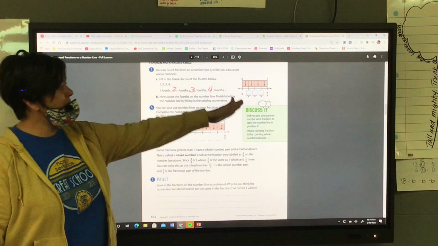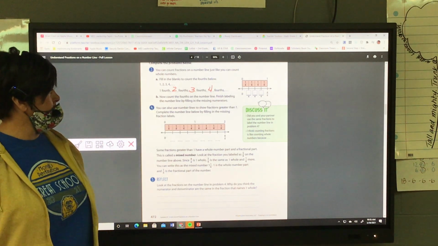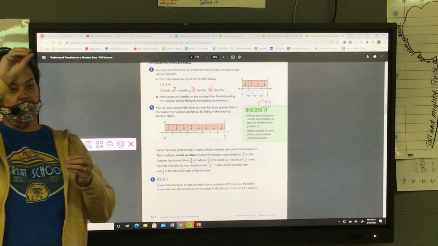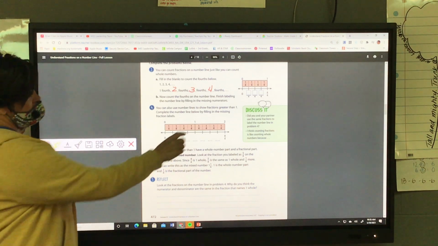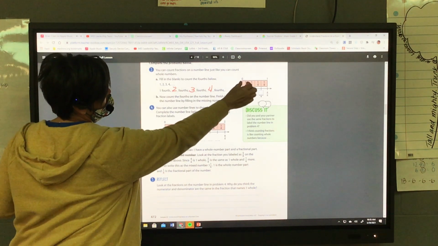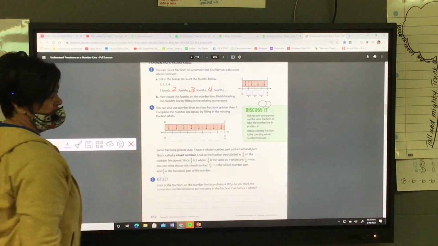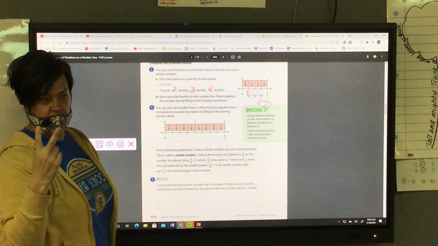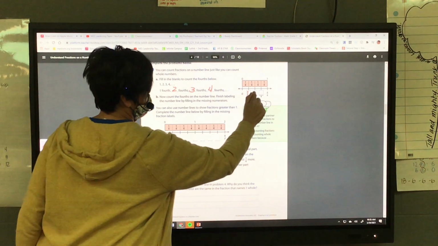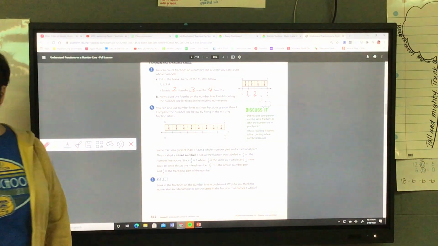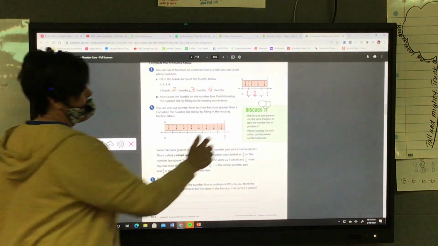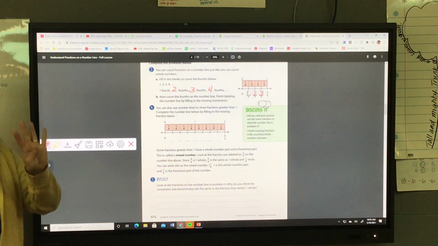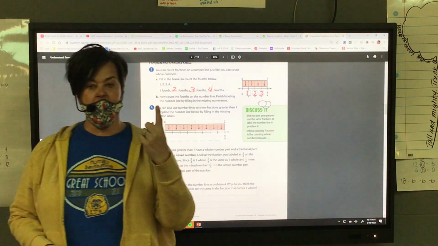Now count the fourths on the number line and finish labeling the number line by filling in the missing numerators. That's the part, one part of the whole. So we start out at 0. If we have 1 unit, we have how many fourths? 1/4. If we have 2 of those unit fractions, how many do we have? 2/4. If we have 3 of those unit fractions, what's our fraction then? 3/4. If we have all 4 of them, it's 4/4, which equals 1 whole.